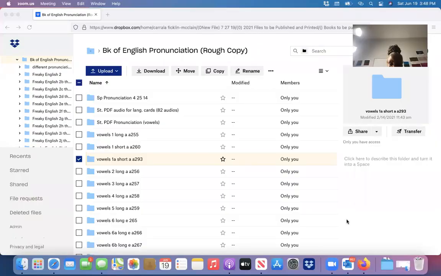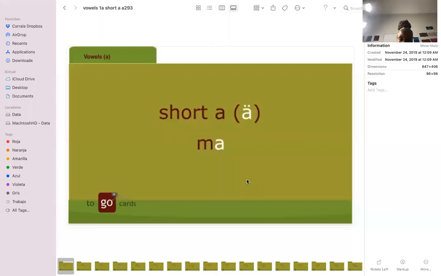So we're back. We're still dealing with the vowel A. Okay, we're going to share. Okay, something went wrong. Stop sharing. Then we're going to share. There we are. Something went wrong. I don't know what went wrong.